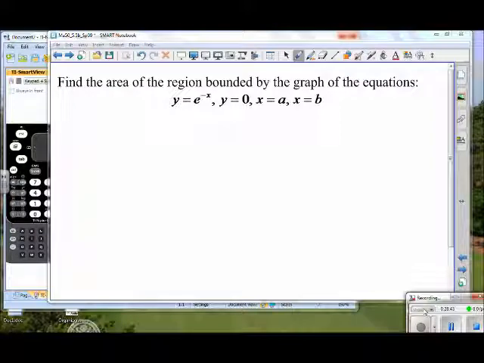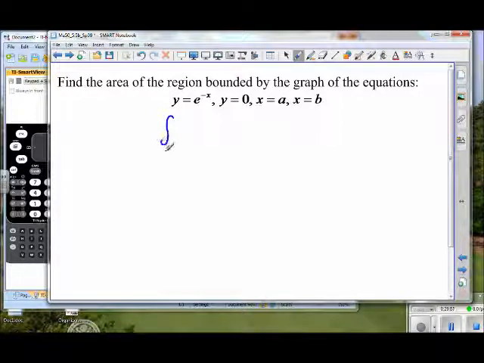Okay, our next problem is finding the area of the region bound by the function e to the negative x, the function y equals 0, and then our two vertical lines x equals a and x equals b. So this is the same thing as asking for the definite integral from a to b of e to the negative x dx.